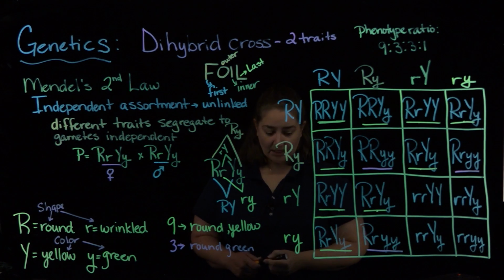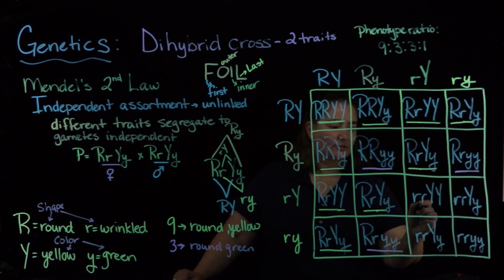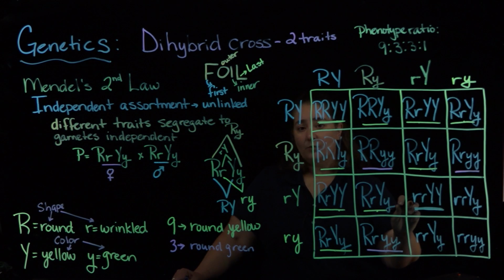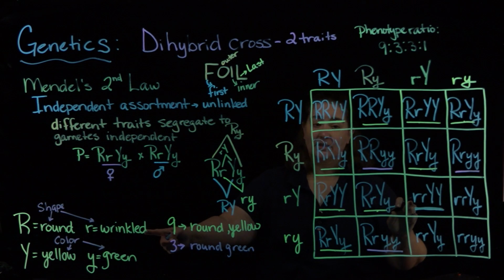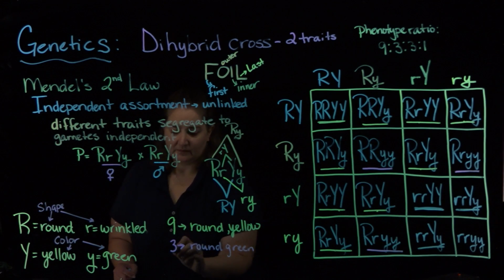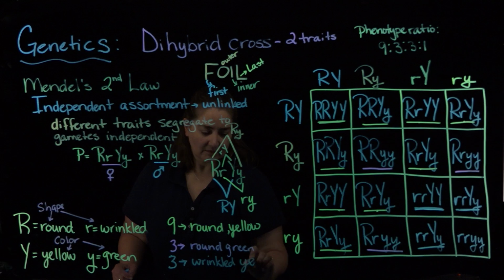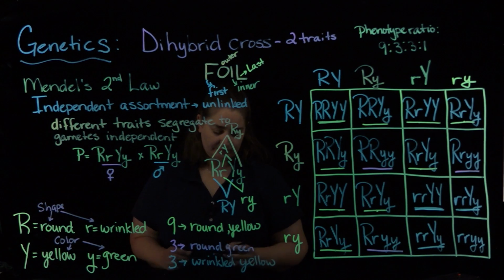Okay? So our next one, let's do in blue, just for fun. Okay? So next we're going to have seeds that will be wrinkled because they're homozygous recessive. And our seed color is going to be yellow. Okay? So we'll have 3 that are going to be wrinkled and yellow. Okay?